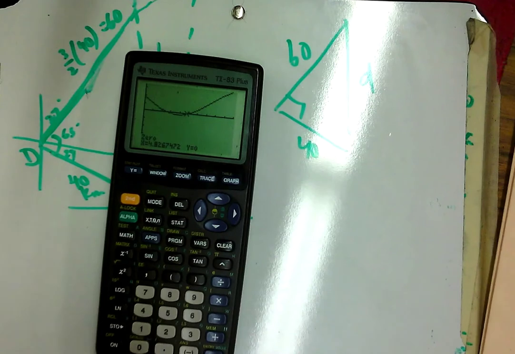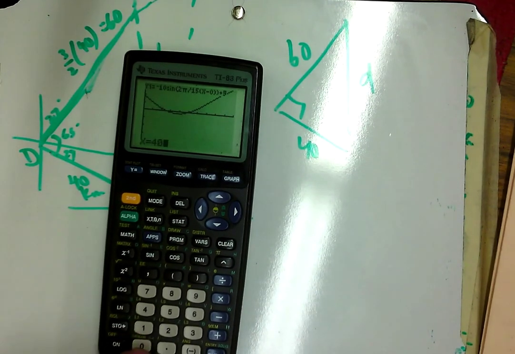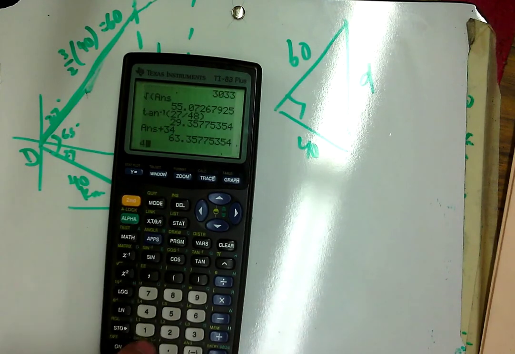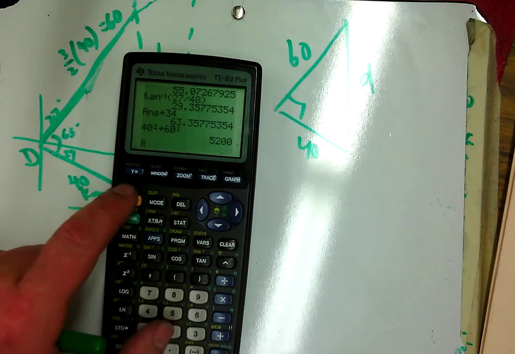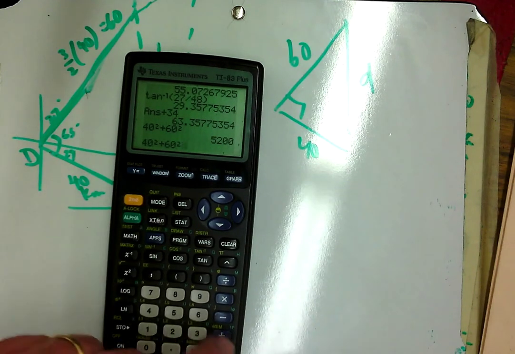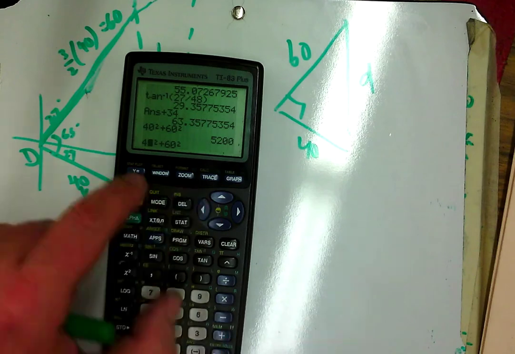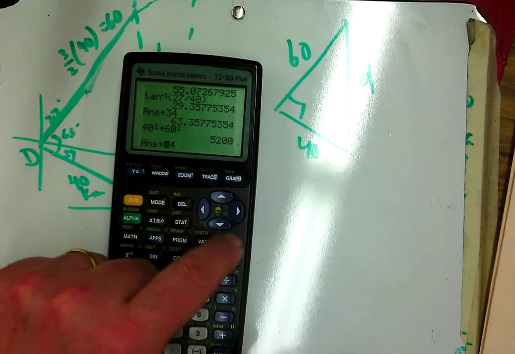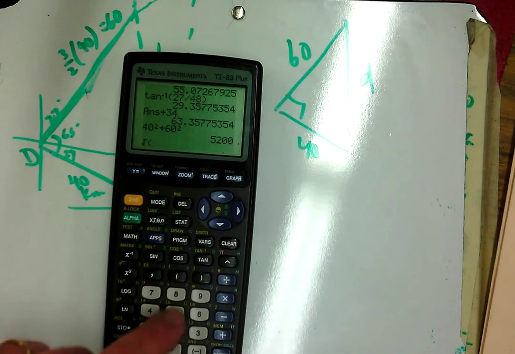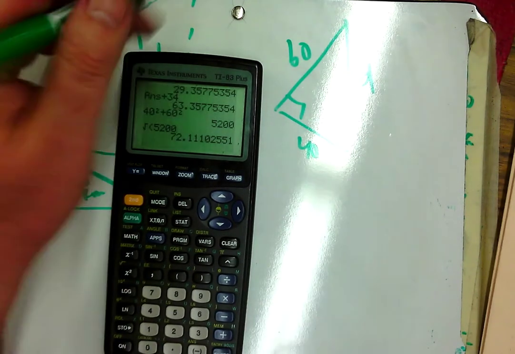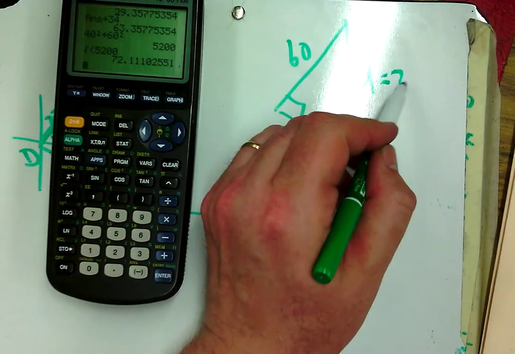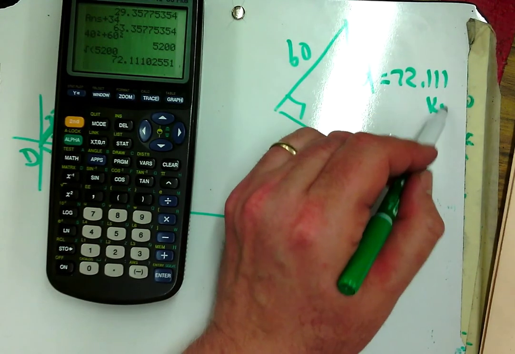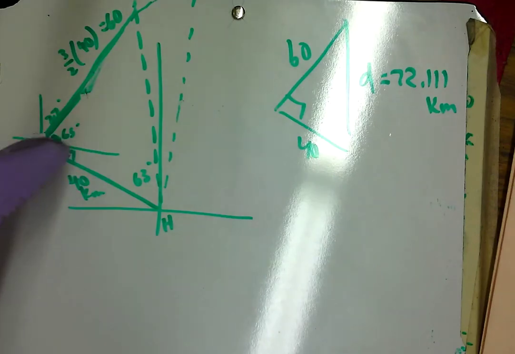So we use the Pythagorean theorem, and we end up with 40 squared plus 60 squared, and then we take the square root. Square root of 5,200, and we get the distance home is 72.111 kilometers. I hope you enjoyed this donut.